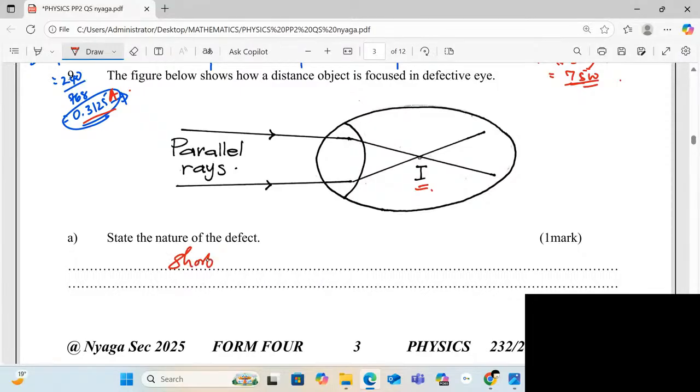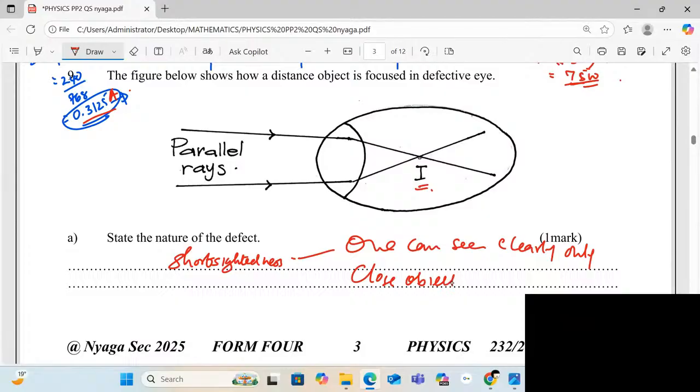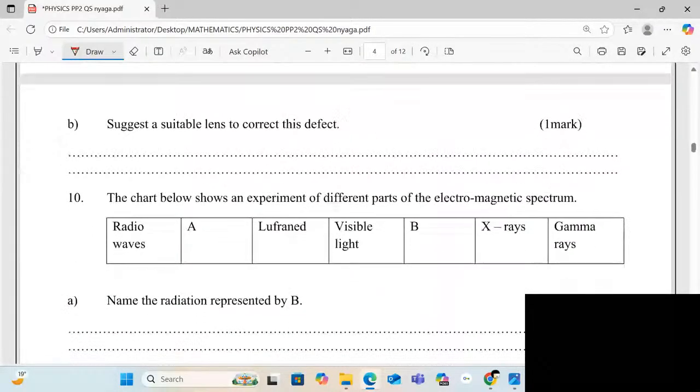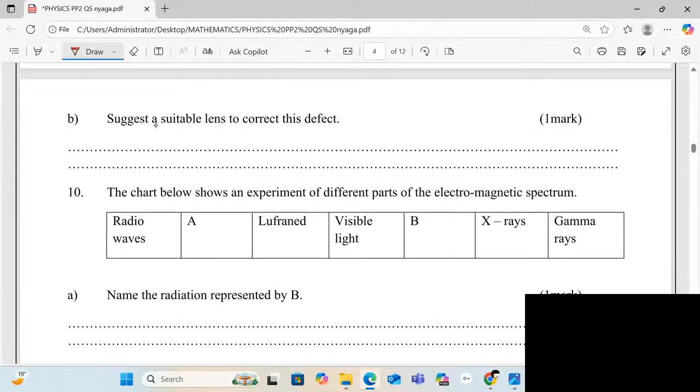So, short sightedness. This is where one can see clearly only close objects. But for the distant ones, we'll have this problem at the center of the eye. Then, how can this one be rectified? Suggest a suitable lens that can be used to rectify this defect.